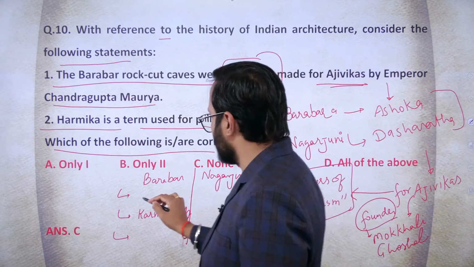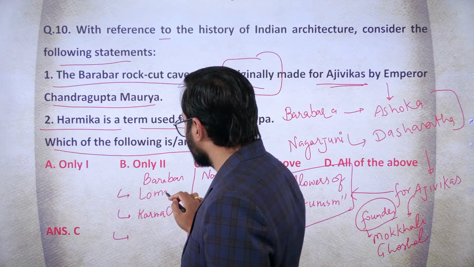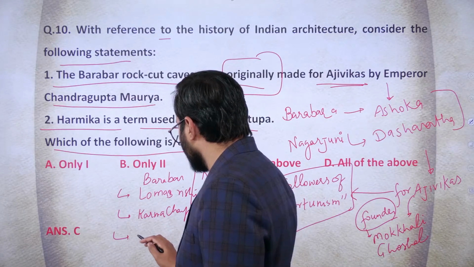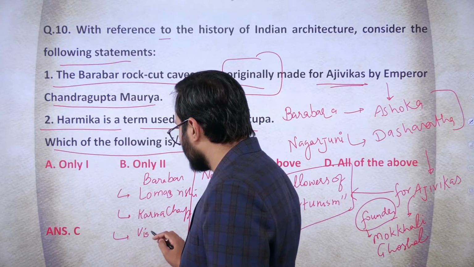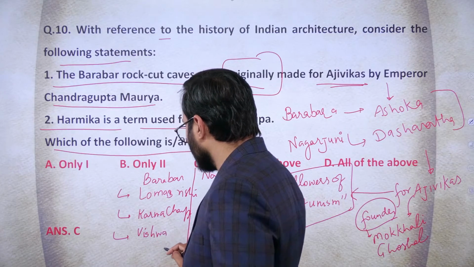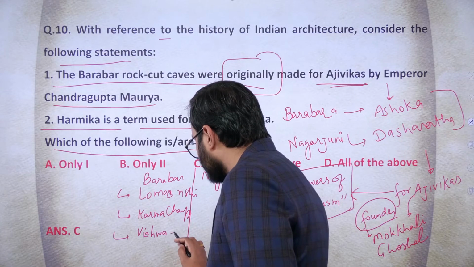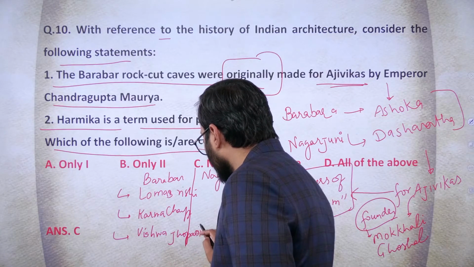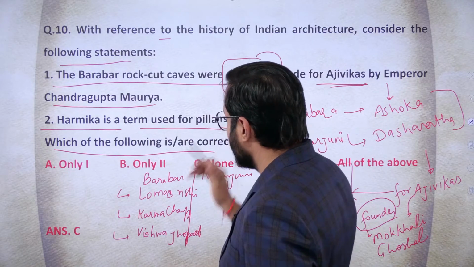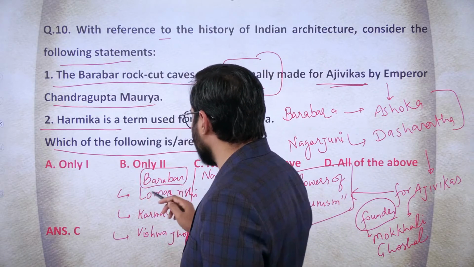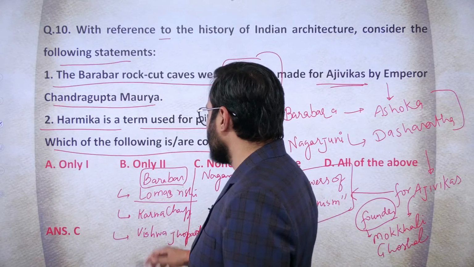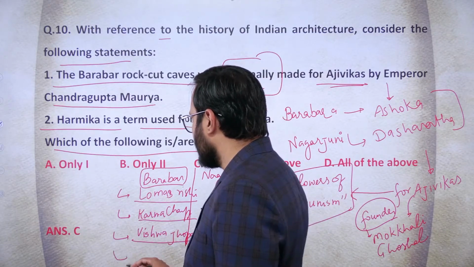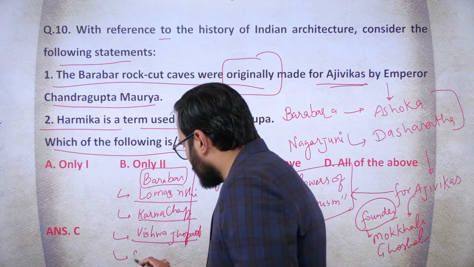All right. Here it was Lomas Rishi. Okay, Lomas Rishi. Then Karna Chopper, Vishwa Jhopadi. Okay, Vishwa Jhopadi. Now, if we talk about Barabar caves, so Lomas Rishi cave, Karna Chopper cave, Vishwa Jhopadi cave, and Sudama.